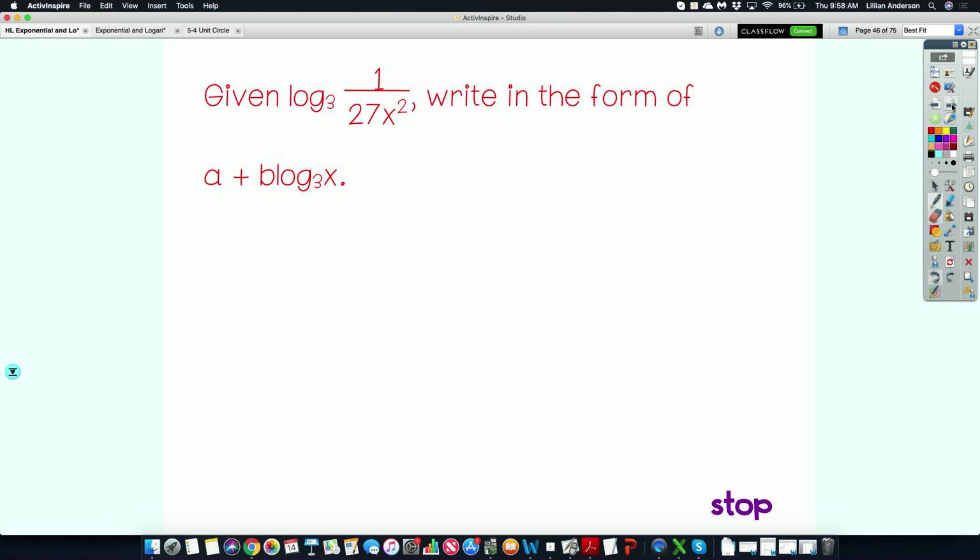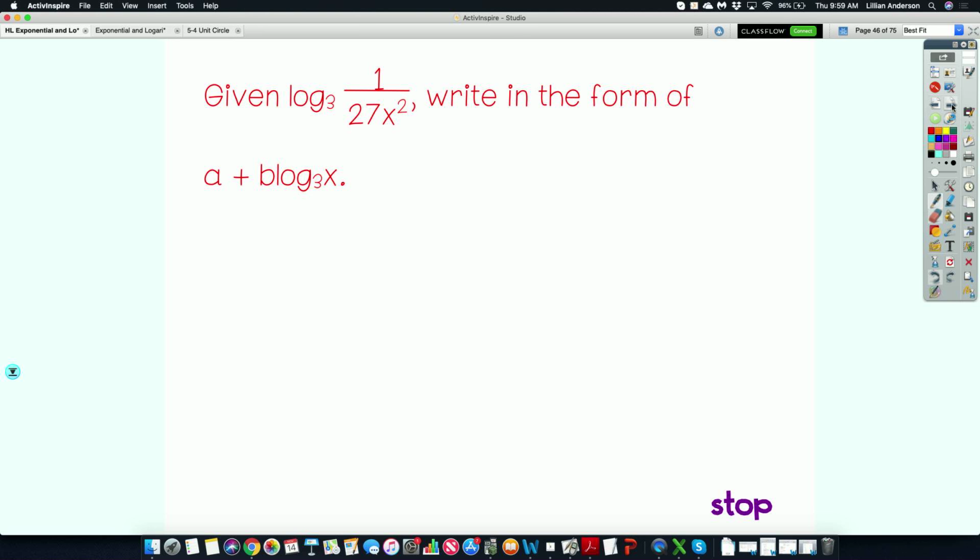This is also something that IB likes to do. They give you a log, and then they want you to rewrite it in a different form. Okay? Log base 3 of 1 over 27x squared. They want you to write it in the form of a plus b log base 3 of x.